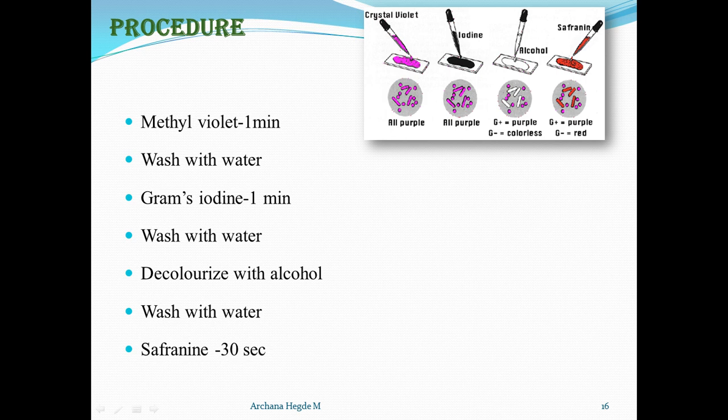First, crystal violet or methylene blue will be added. Then wash with water after 1 minute. Then add Gram's iodine for 1 minute. Hold the slide the same for 1 minute and wash with water. Then immediately decolorize with alcohol drop by drop, and then again wash with water. Again add a counterstain called safranin, which is pink in color, for 30 seconds to 1 minute.